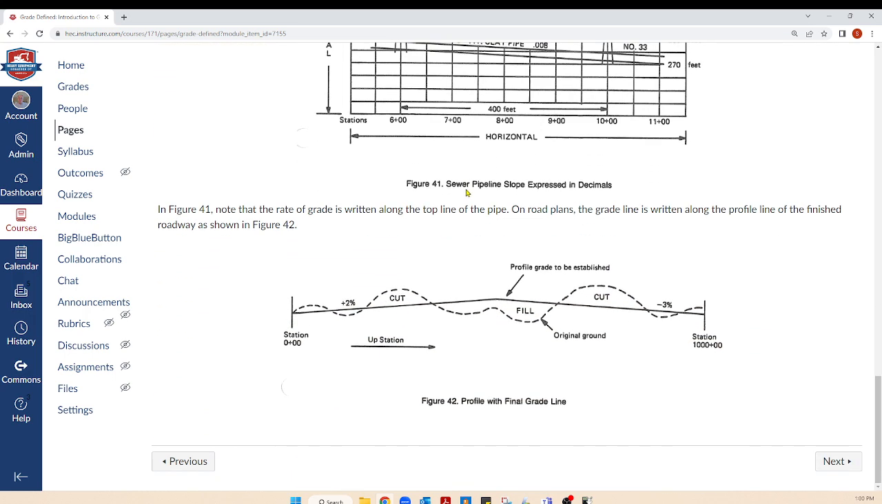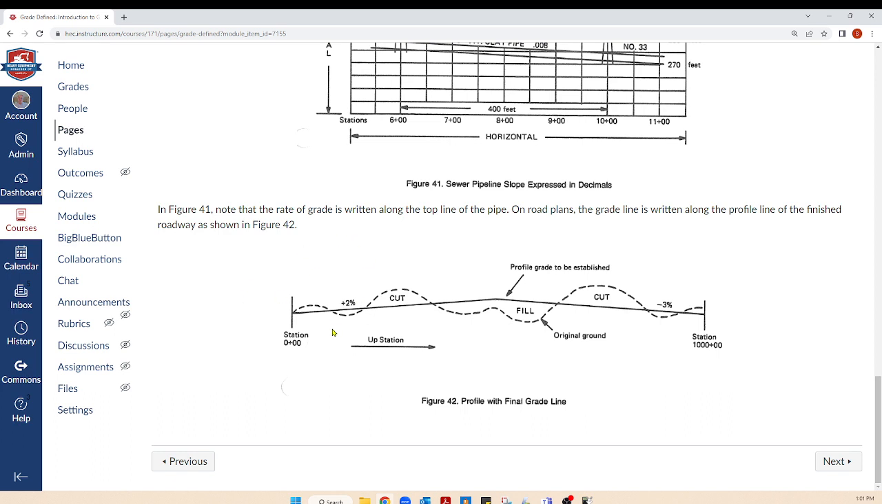Let's see what's next. This is a little bit of what I was saying a while ago. Upstation, that's what it's called. These numbers up here are station numbers. And this whole thing from here to here, this is 100, 200, 300. See, that's 400 feet when you get to 1,000. And then the whole thing from 0 to here is 1,100 feet.